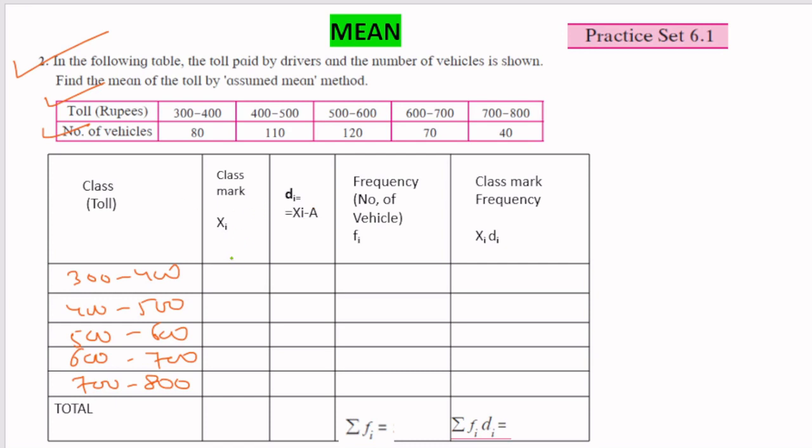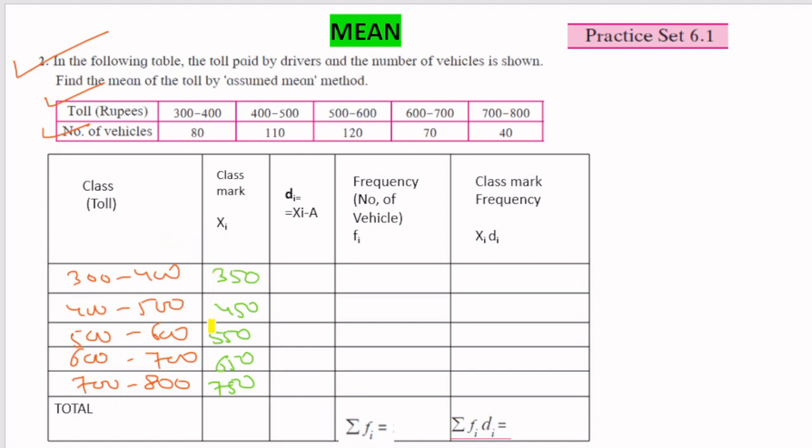Next, you have to write the class mark. Class mark, how to calculate? Upper plus lower divided by 2. So I have written the class mark. Usual things we have done in the direct method also, it's almost the same. Now the only thing that's different is you have to assume a mean.